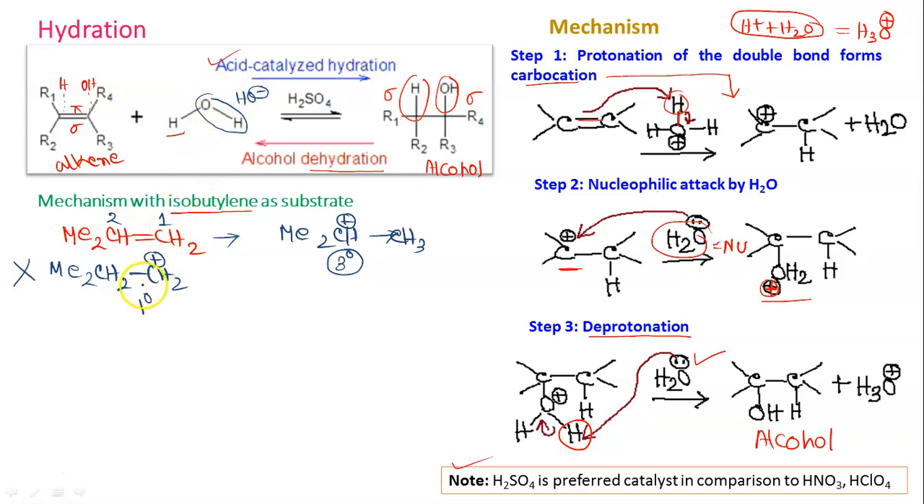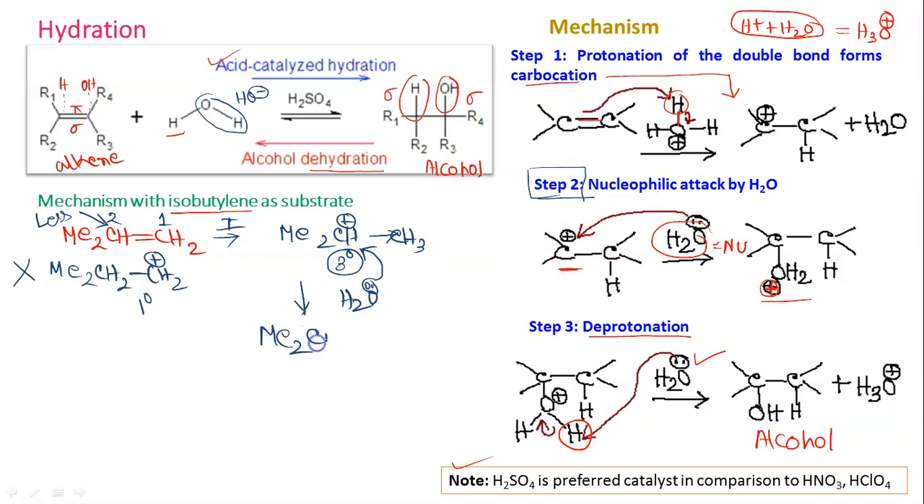The negative part will be added to that carbon which is containing a lesser number of hydrogens. So here this carbon is containing fewer hydrogens, so OH must be added to that carbon, and for OH addition there must first be generation of positive charge on 2 carbon. Okay, so just follow this step 2 now because this is step 1. In step 2 there will be addition of H2O. So this is a nucleophilic attack by H2O as it is mentioned in step 2.